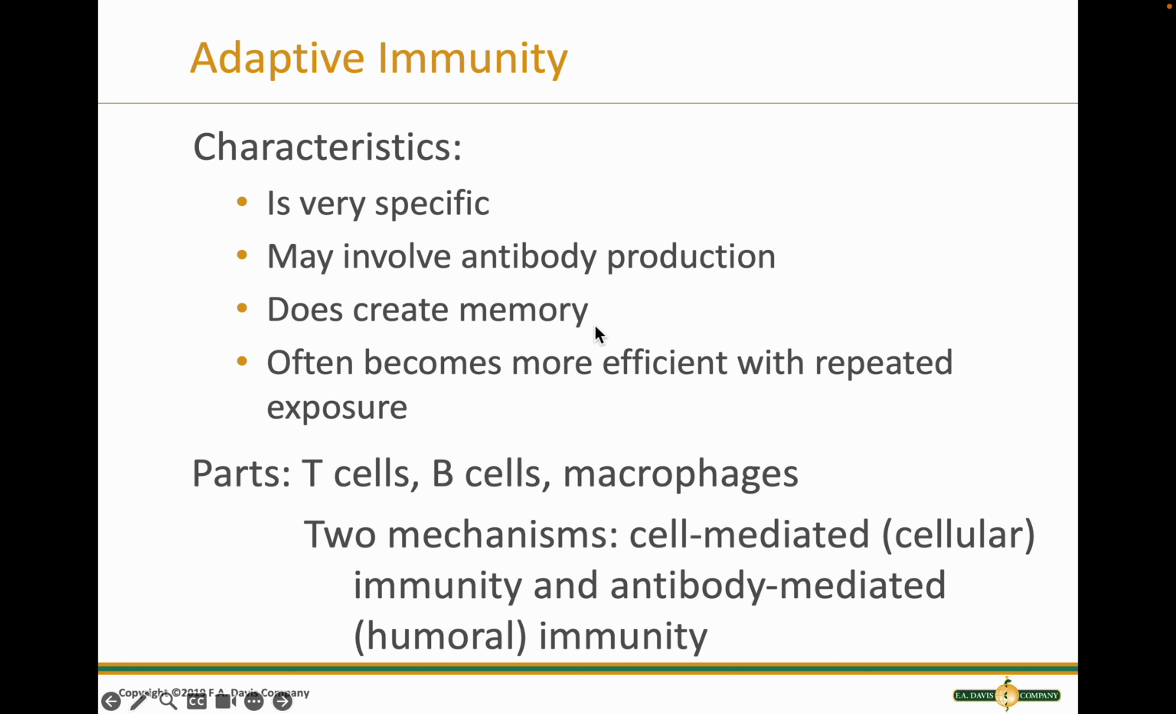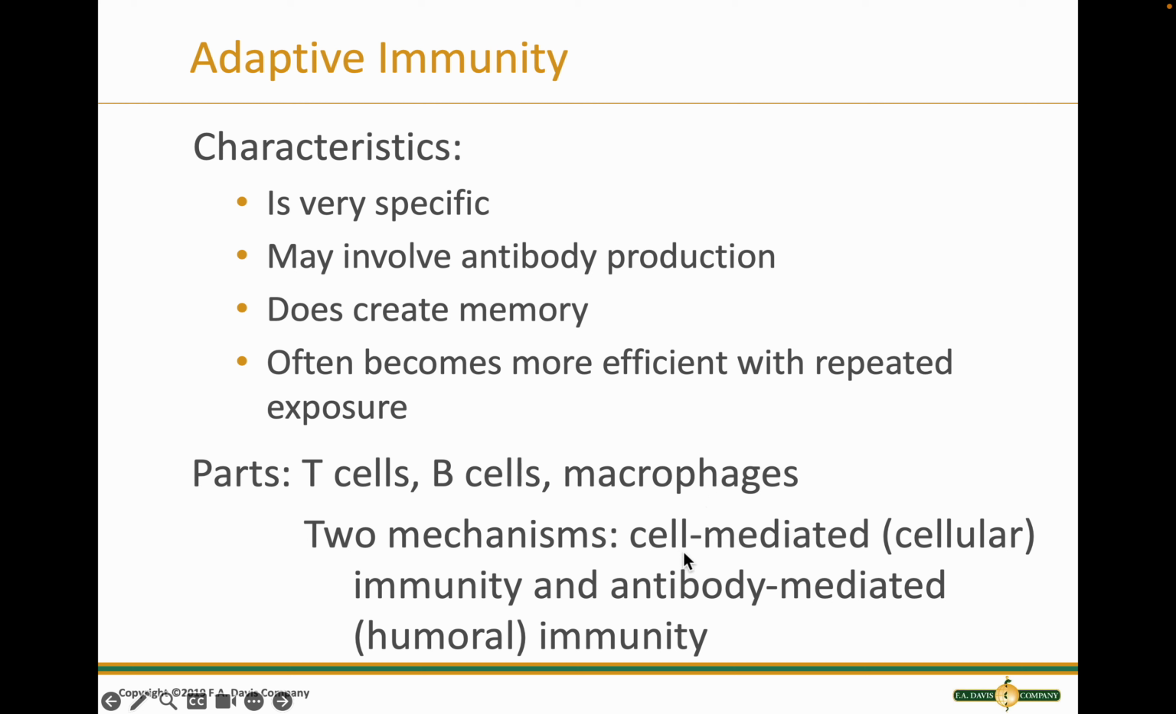So after you form memory B cells, the next time you see that same bacteria, like if you get a flu shot, a vaccine, that memory B cell will be alive and well and waiting, and then it will start a cascade, a series of events leading to a faster immune response. And it involves T cells, B cells, and macrophages.